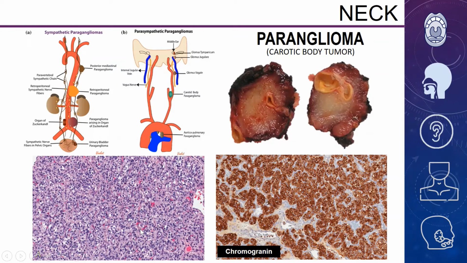The chief cells, which are neuroectodermal in origin, stain strongly for the neuroendocrine markers, including chromogranin, synaptophysin, NSE, CD56, and CD57. The supporting network of spindle-shaped stromal cells, collectively called sustentacular cells, are positive for S100 protein.